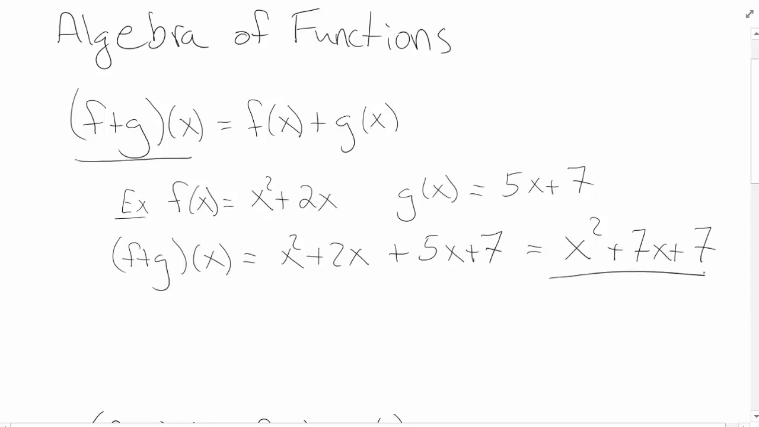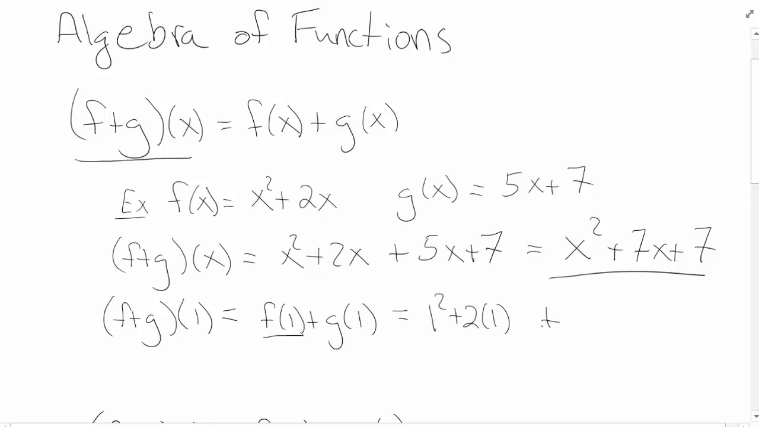And you can also evaluate a sum of two functions. So let's say I did f plus g evaluated at 1. There's two ways you can do it. You can either evaluate f of 1 and add it to g of 1. Here's f of 1. F by definition is right here, so I'm going to plug in 1. That's going to give me 1 squared plus 2 times 1, plus the g of 1. G's right here, so g of 1 is going to be 5 times 1 plus 7, which is a 1 plus 2, that's 3, plus 5 plus 7, that's 12.